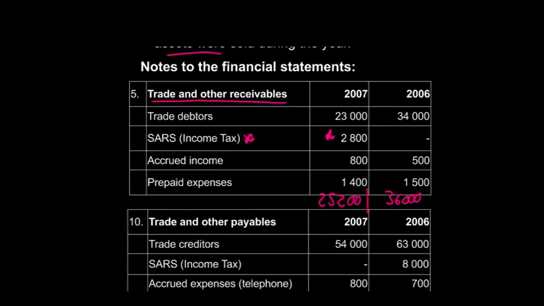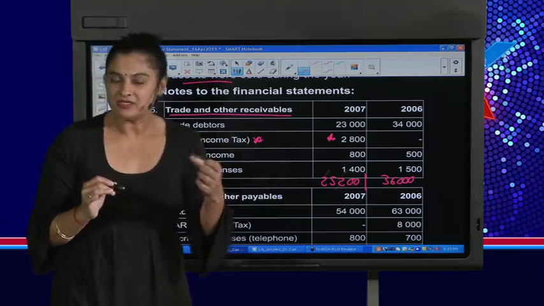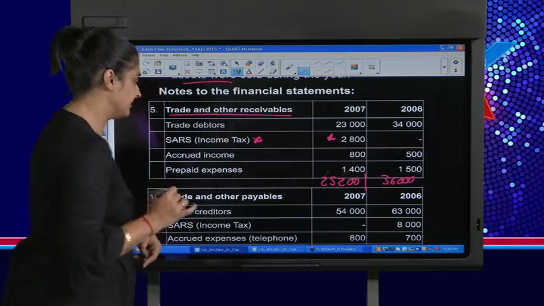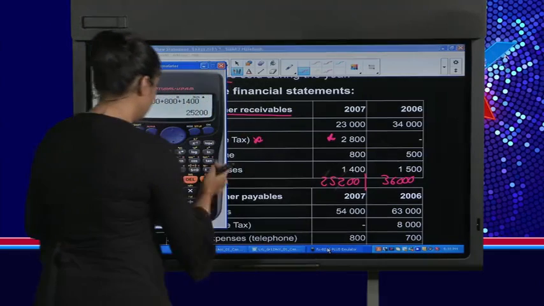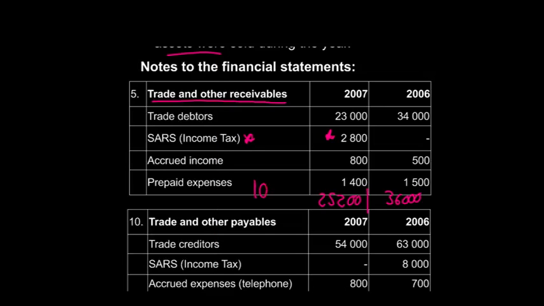Right, now we're going to compare 2006 to 2007. Has there been an increase in trade and other receivable, or has there been a decrease? Okay, so again, with the calculator, I'm now going to quickly subtract. That's 2006 minus 25,200, and that gives me an amount of 10,800. So I'm going to write that down, 10,800. Right, now how does this impact on cash flow?